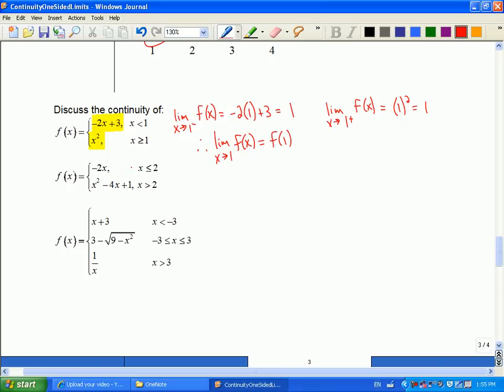Okay, so you take a look at the next one. Is this next graph continuous? So what do we think?